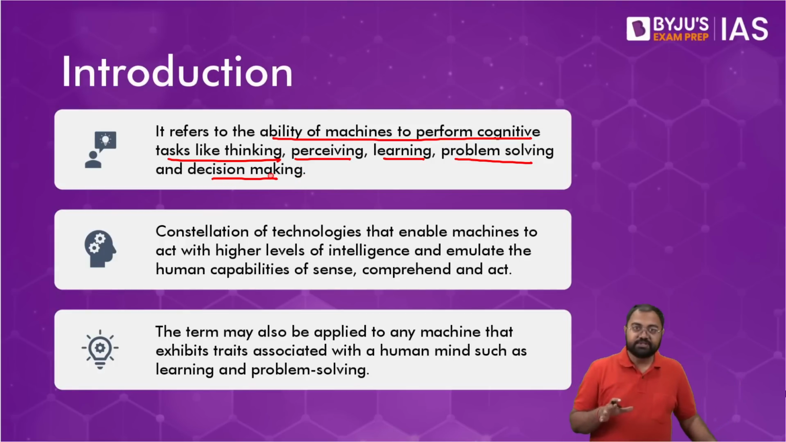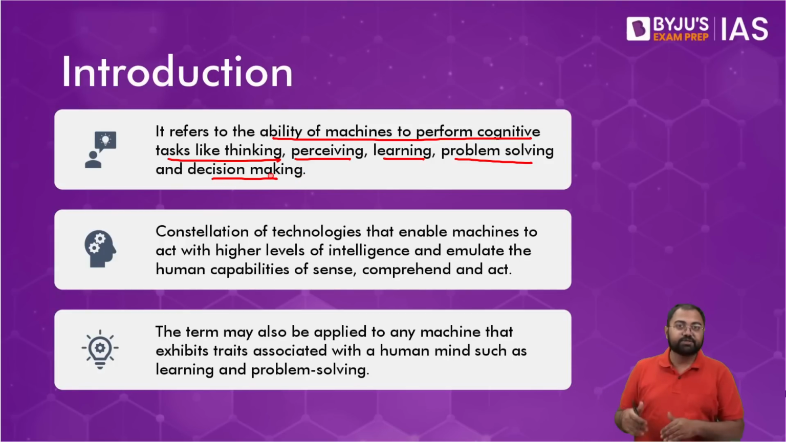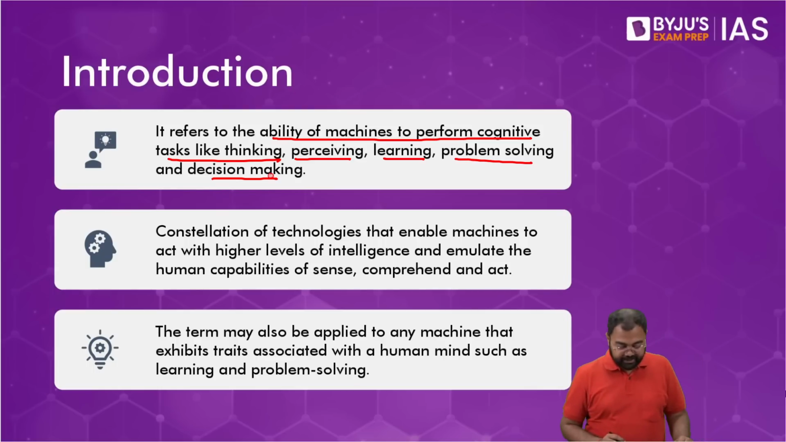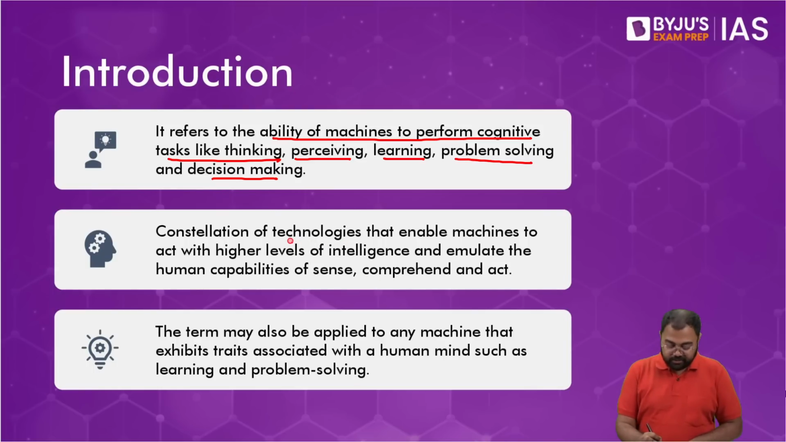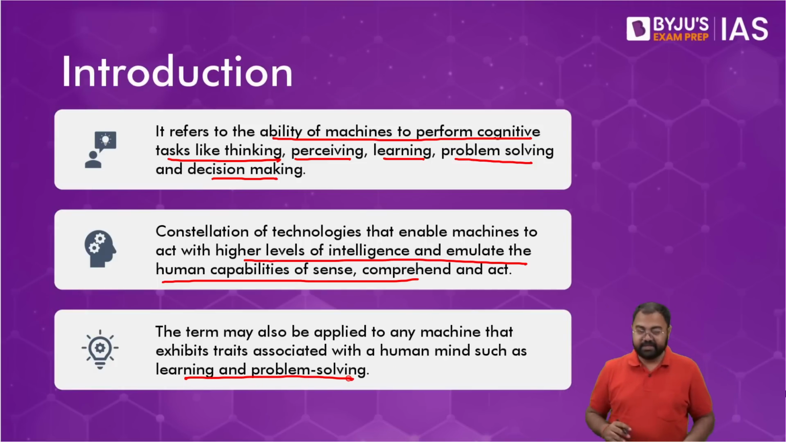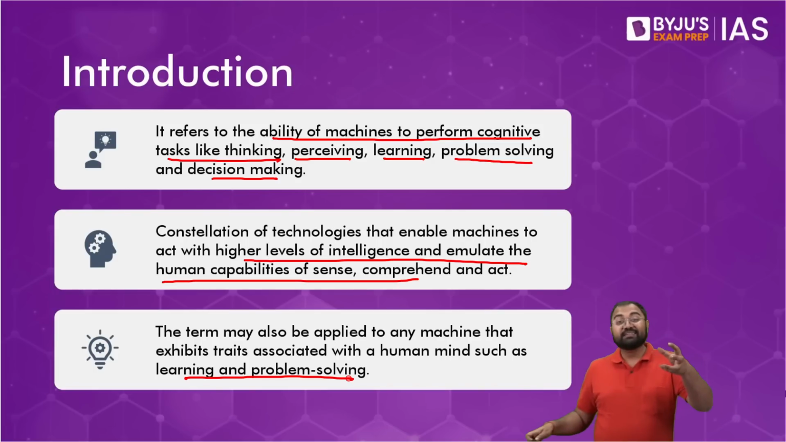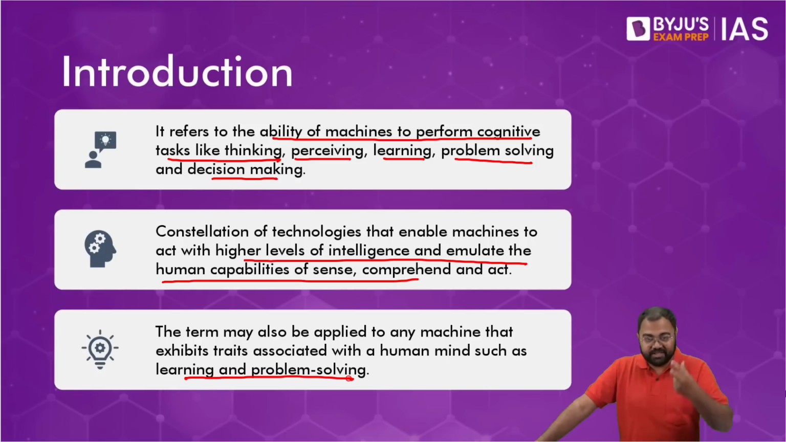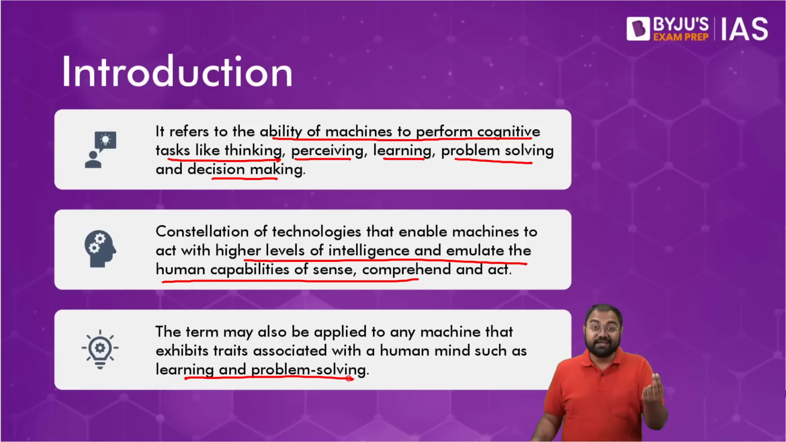So any machine that can do all these tasks should be called artificial intelligence, or a constellation of technologies that enable machines to act with higher levels of intelligence and emulate human capabilities to sense, comprehend, and act. And learning and problem solving abilities are also attributed to artificial intelligence. So when you can instill all these properties inside some kind of software, some kind of machine, then it will be called artificial intelligence.